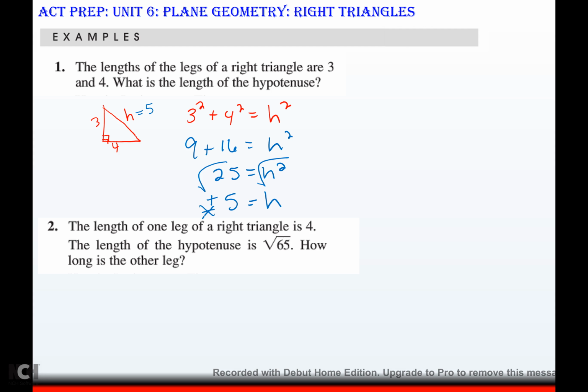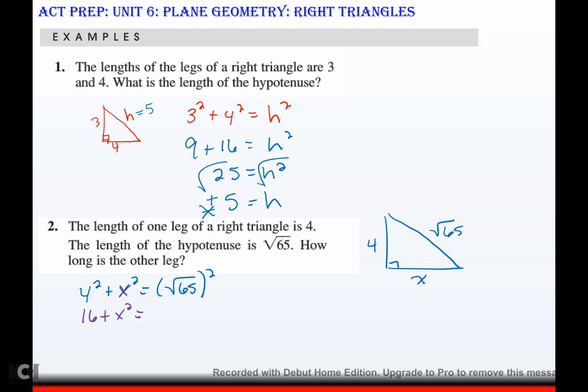Number 2, the length of one leg of a right triangle is 4. So one of the legs is 4, and it says the length of the hypotenuse is the square root of 65. How long is the other leg? So I would have leg squared plus my other leg squared equals my hypotenuse squared. So when I simplify this, I'm trying to get x alone, so this is 16 plus x squared. When you square a square root, they cancel, so that's just going to be 65.